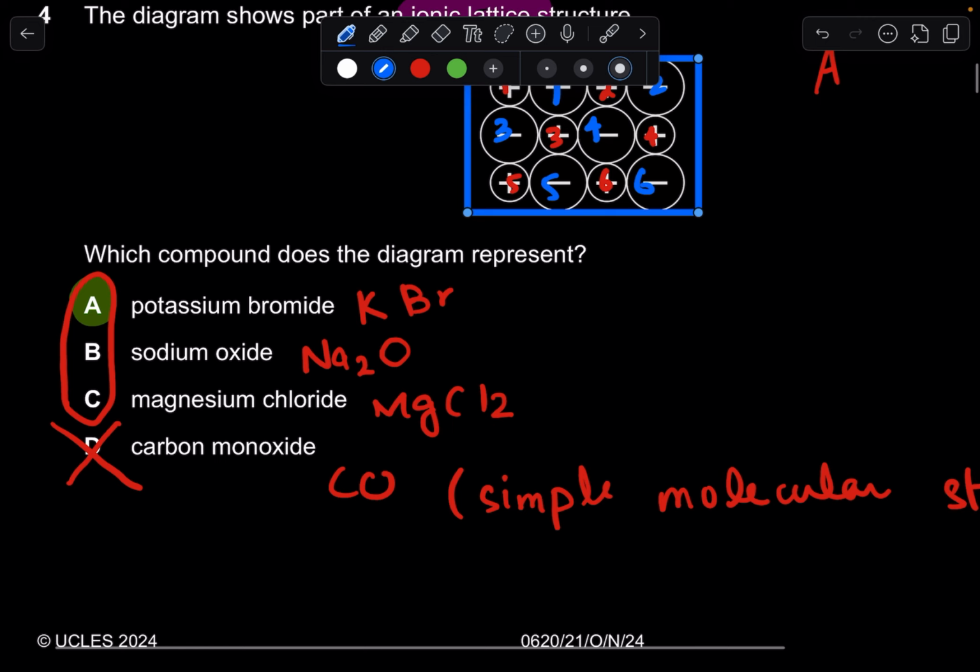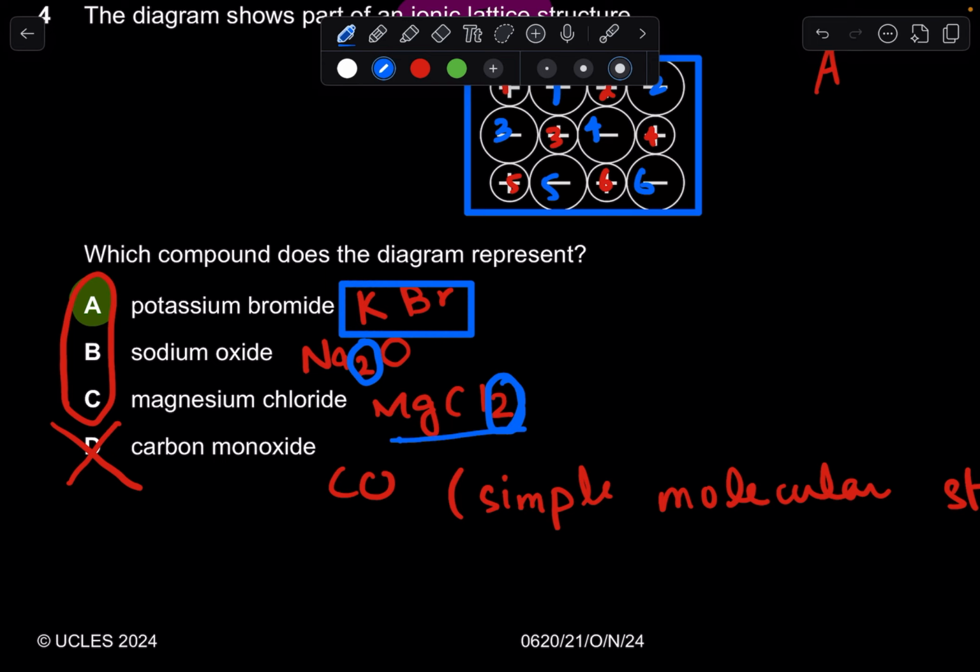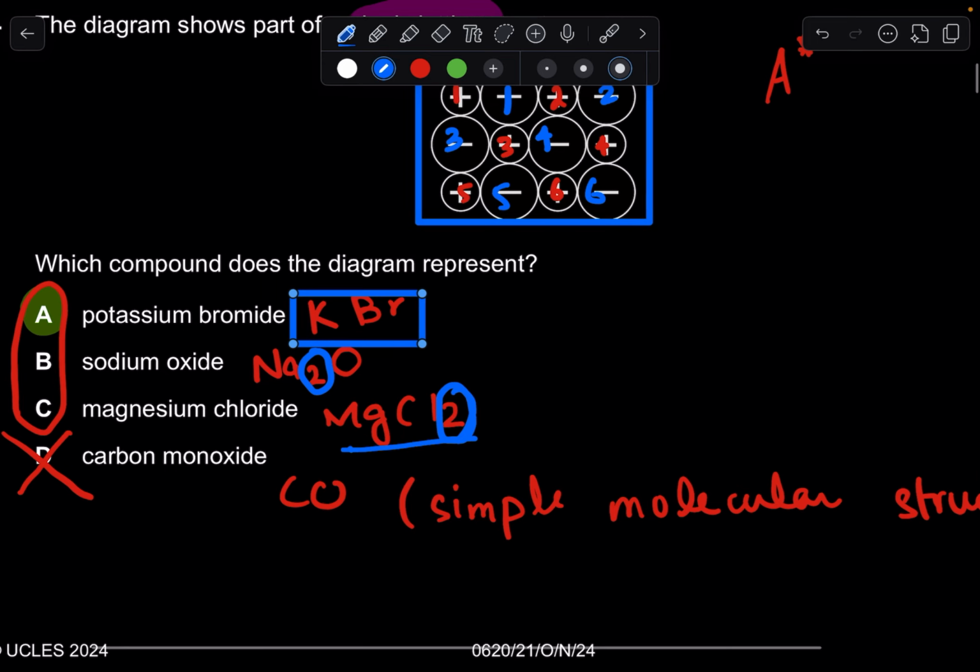And over here we can see Na2O. That means sodium is twice that of oxygen. Over here we see MgCl2. This tells us that Cl is twice that of magnesium. Only equal positive and negative ions are in KBr, potassium bromide. I hope you get it.